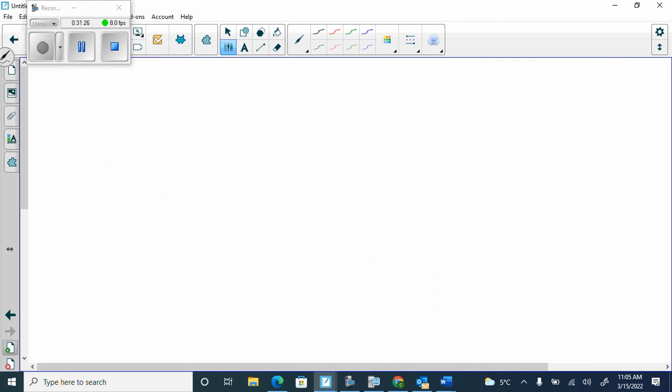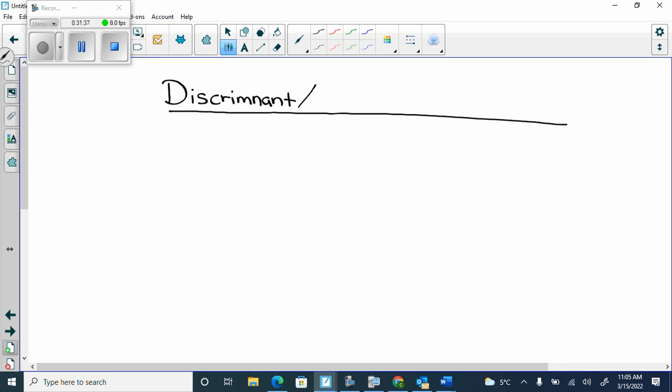So we're going to talk about the discriminant and the nature of the roots. First, we're going to do a little bit of a discovery.